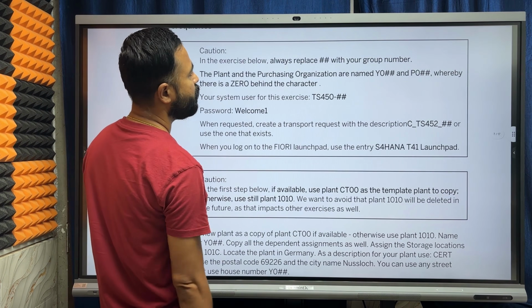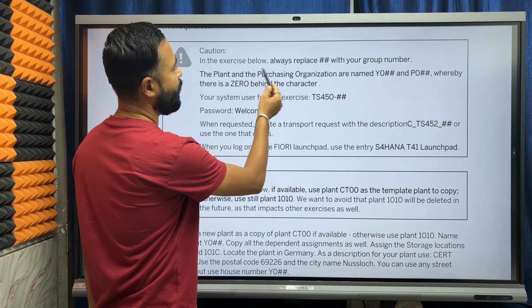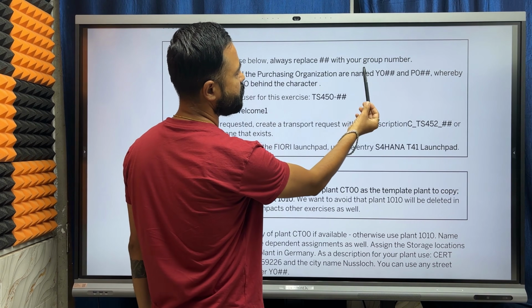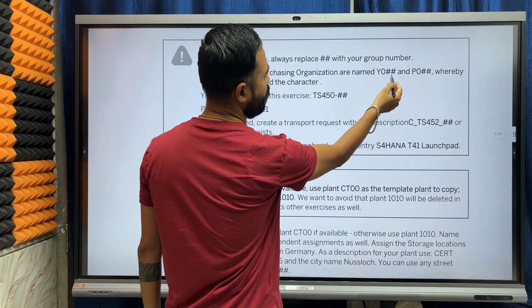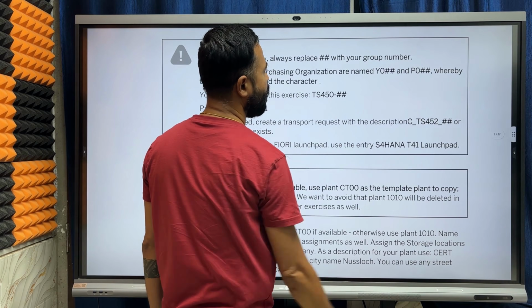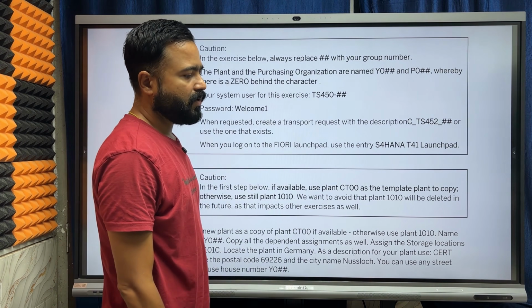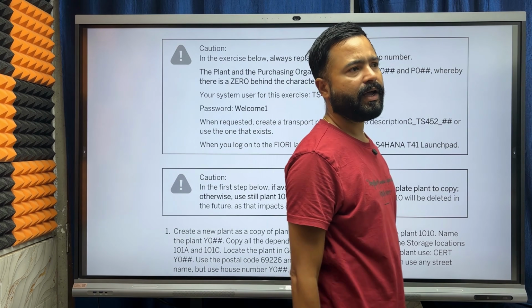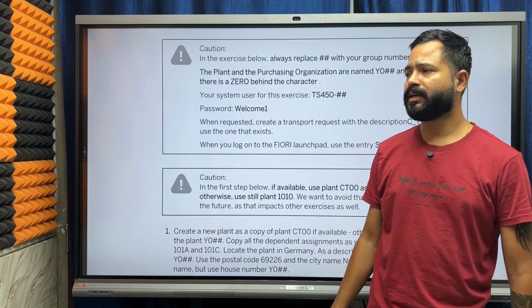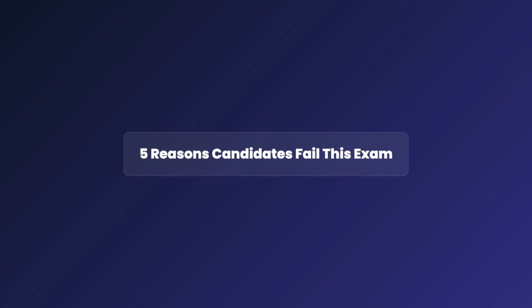Okay, now here you can see this is plant and purchase organization information it is giving. So this is the plant name, Y0 hash and P0 hash. So this is the first thing I have, or we can say this is the second thing where I have made a mistake. So what is the first thing?